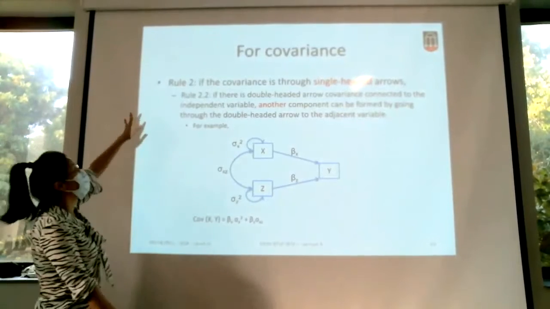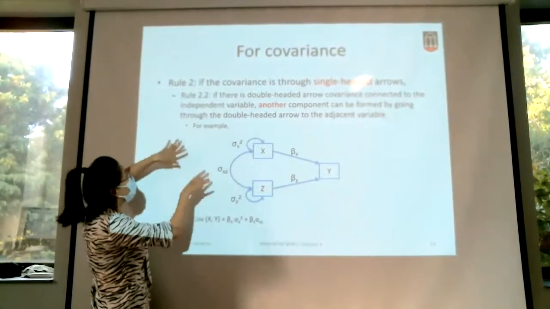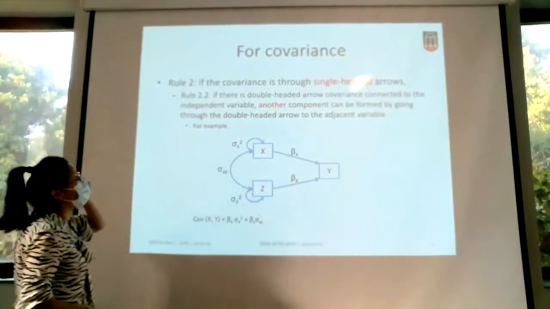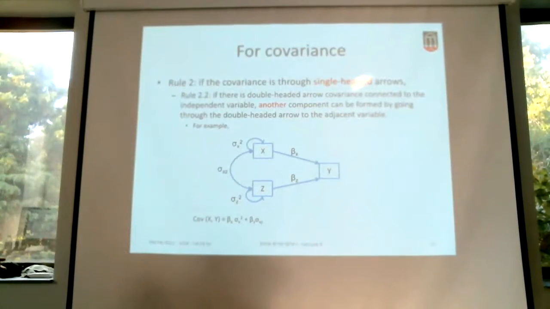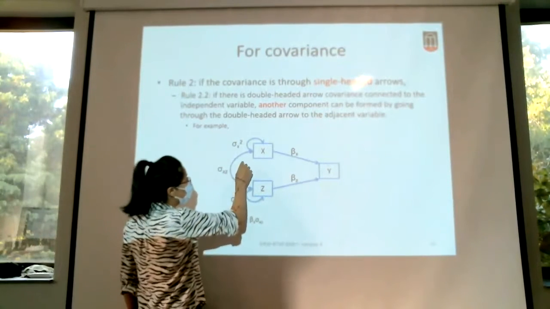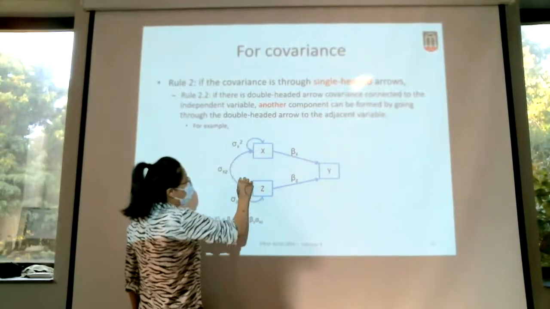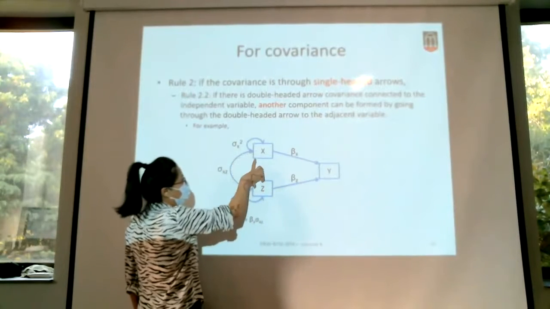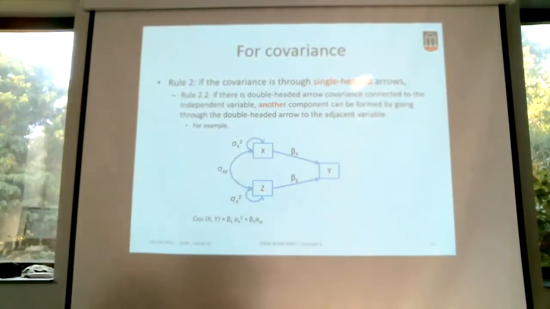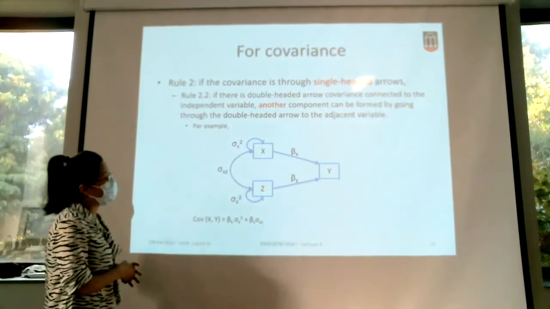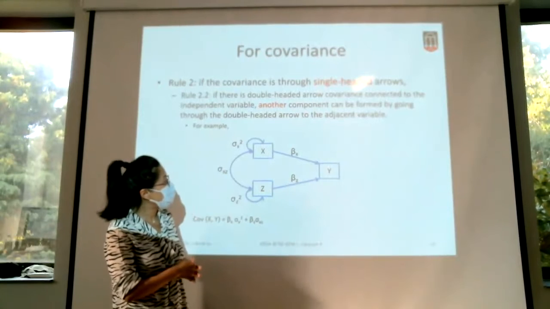Now, under rule 2, we also have 2.2. This is when there's a double-headed arrow covariance connected to independent variables. In this case, we have x here, z here, and a double-headed arrow connecting these two parts. Another component can be formed by going through the double-headed arrow to the adjacent variable. So actually here, there are two components.